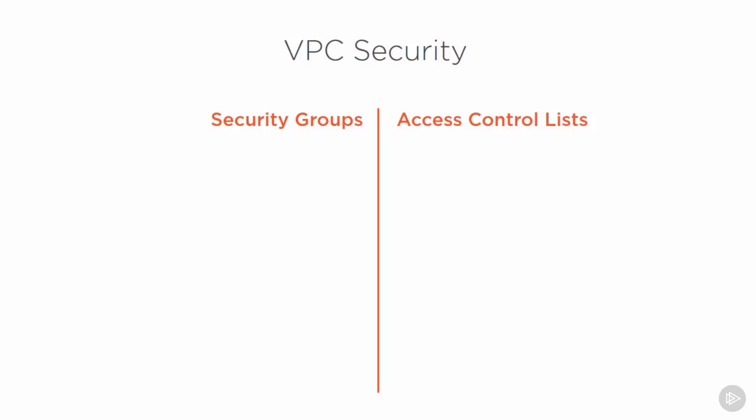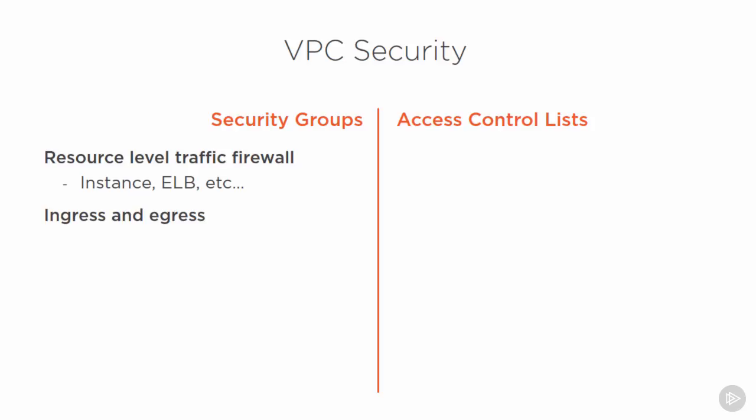But you have essentially security groups and network access control lists. Security groups apply at the resource level. They are a resource level traffic firewall. They apply to instances, to elastic load balancers, etc., where you're applying it at the instance level. Whereas with an access control list, as we'll see in a second, it's more a subnet level configuration. You have access to control the ingress and the egress traffic.